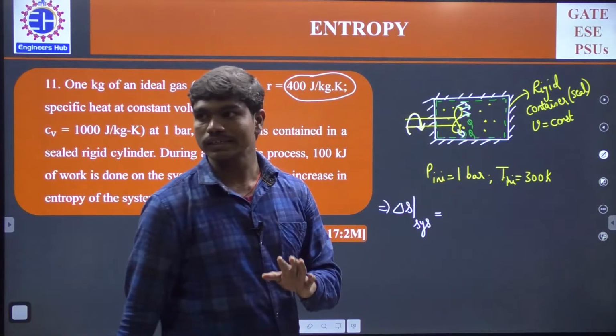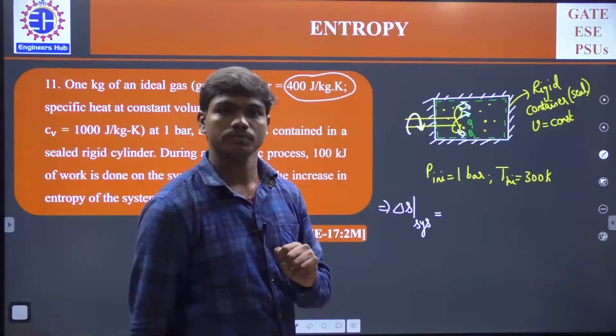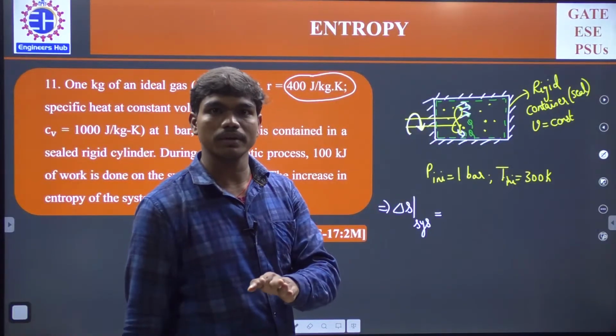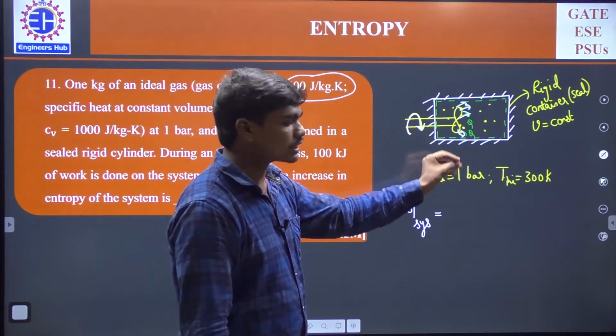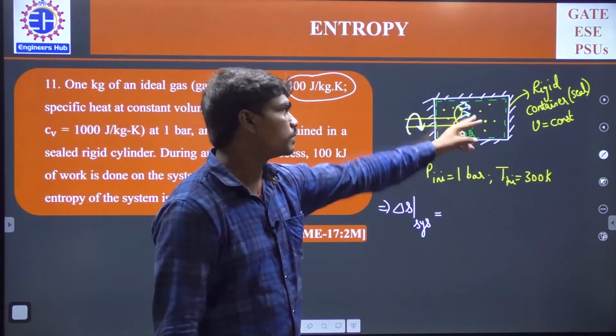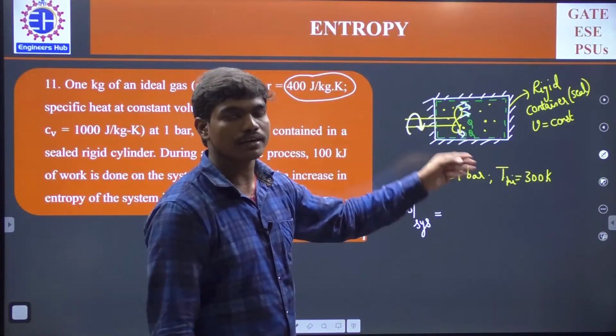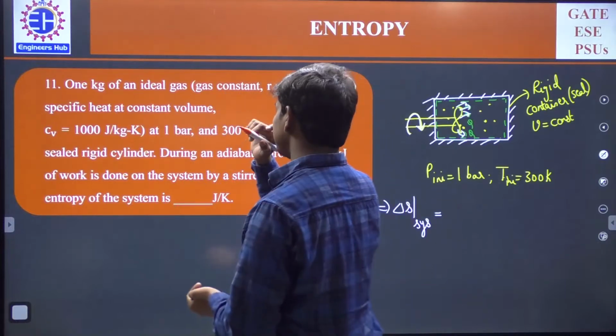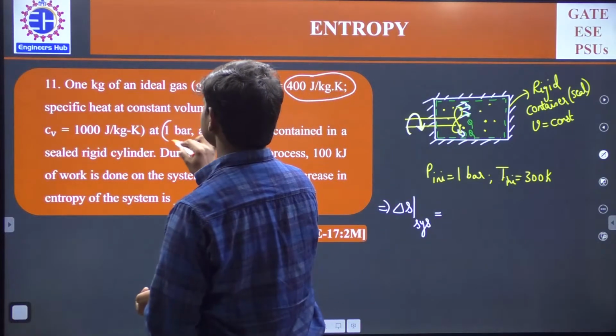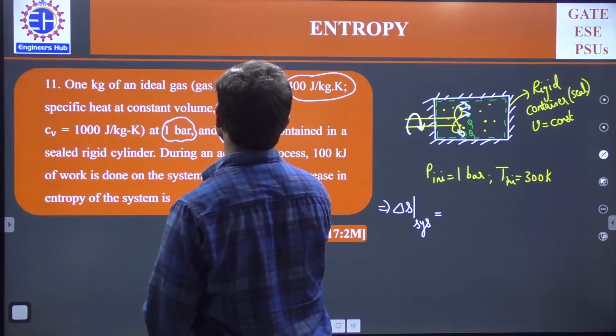I told you work can be completely transferred to heat. Correct? Heat can't be transferred to work completely because there will be some losses as per the Kelvin-Planck statement. But work, whatever is available, can be completely transferred in the form of heat. So if you do that, see, the initial conditions are 1 bar and 300 Kelvin.